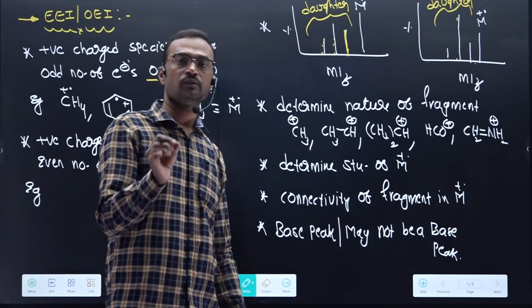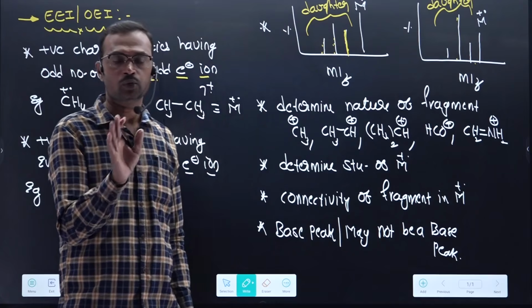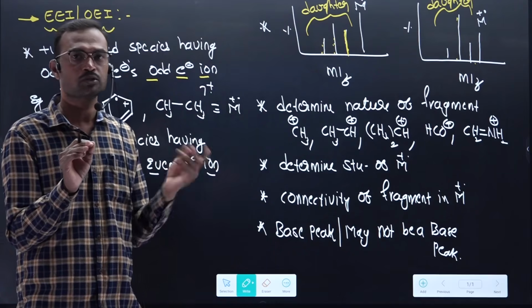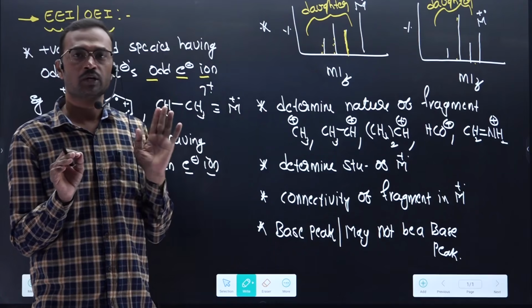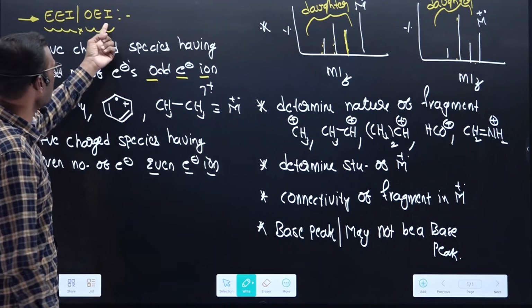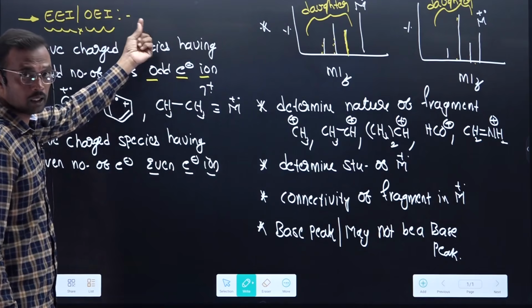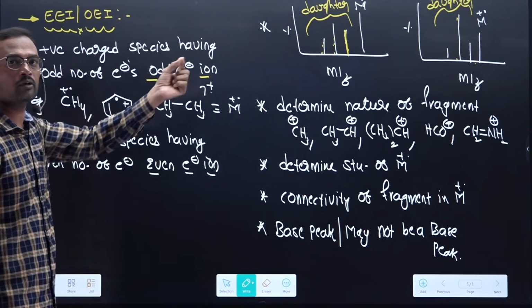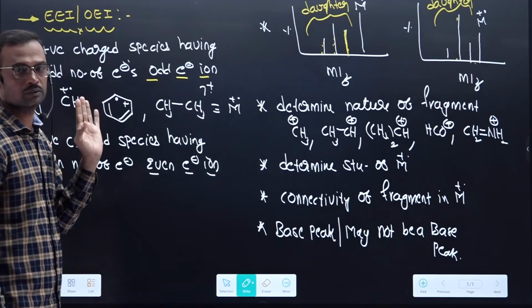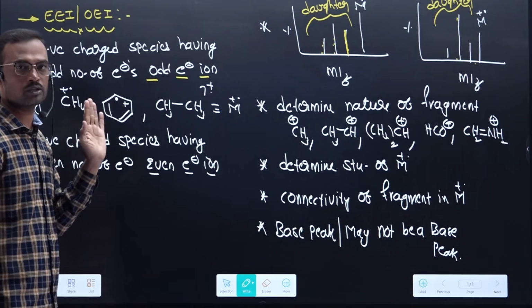So whenever I say the word electrons, count electrons only. Don't count the m by z value. M by z value is different. Type of ion is different. Here I am writing a type of ion, only ion. Based on the electrons I am saying the ion. Even electron ion carries an even number of electrons, not even mass. Mass is different, m by z value is different.